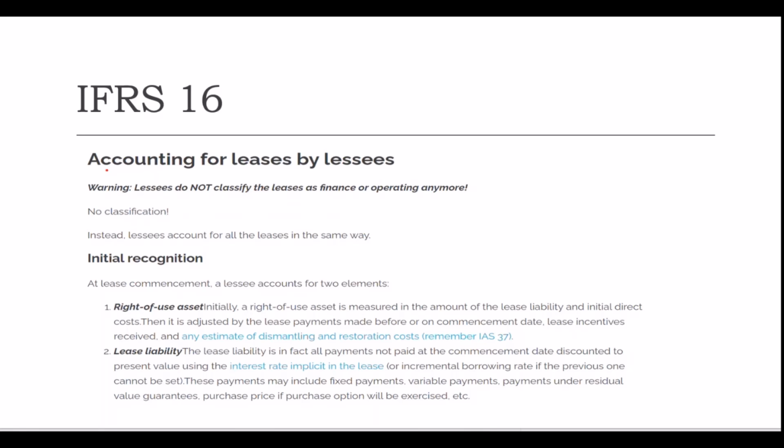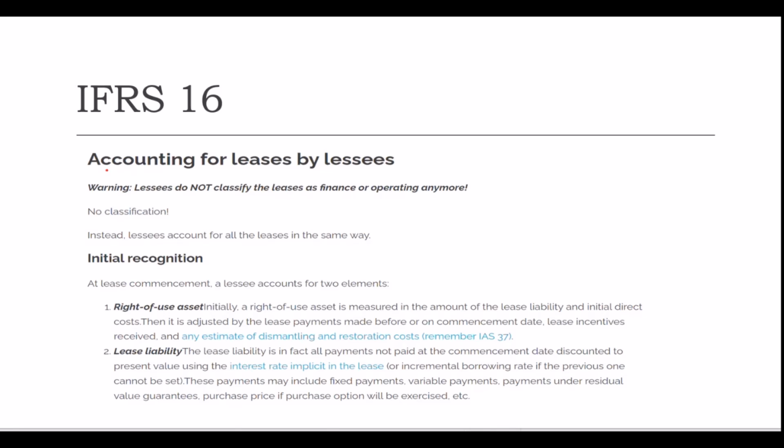Good. So when you initially recognize a lease, is a lease an asset or a liability? What is a lease? Is it an expense? Is it an asset? Is it a liability? And why? Or is it equity? Or is it income? What is a lease? It's a liability.